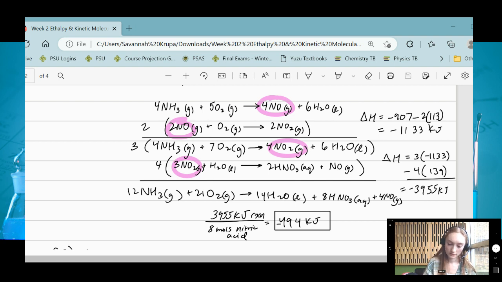So let's write down those equations again. I'm just going to highlight and select it to save on time. Copy and paste. And these are the enthalpies as well.